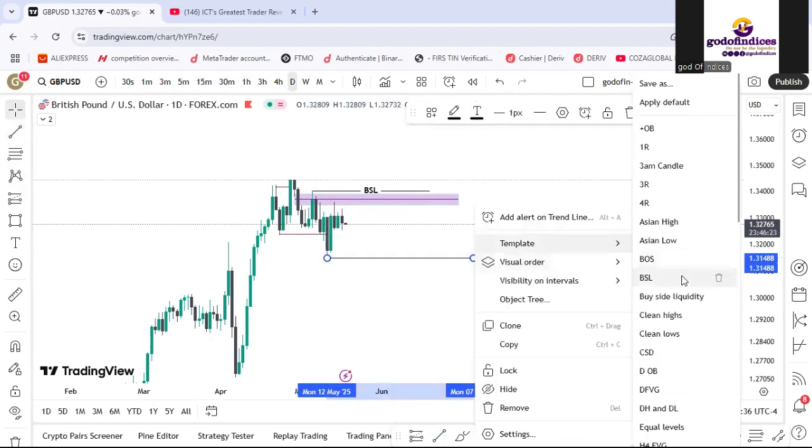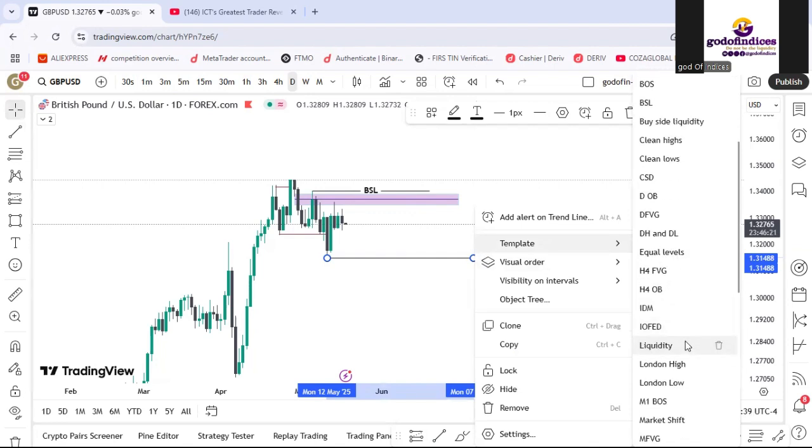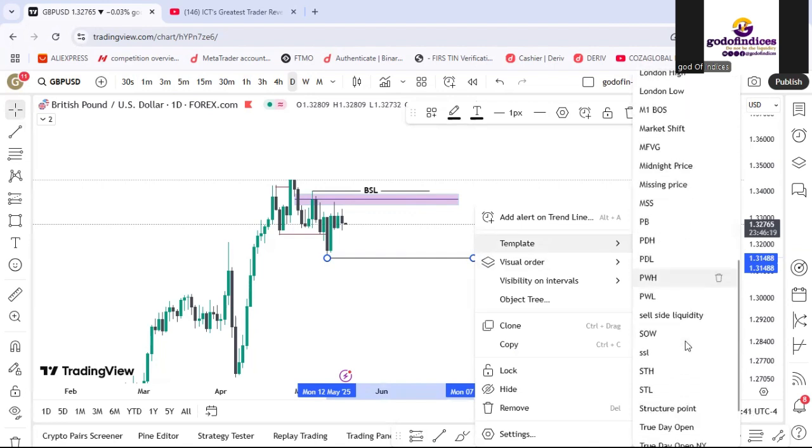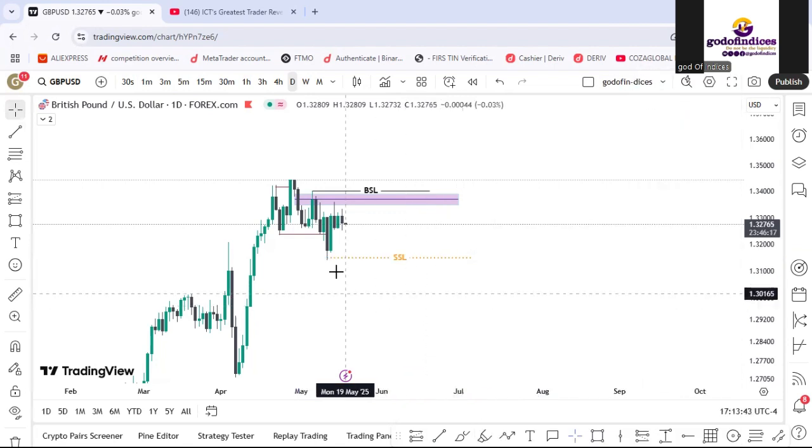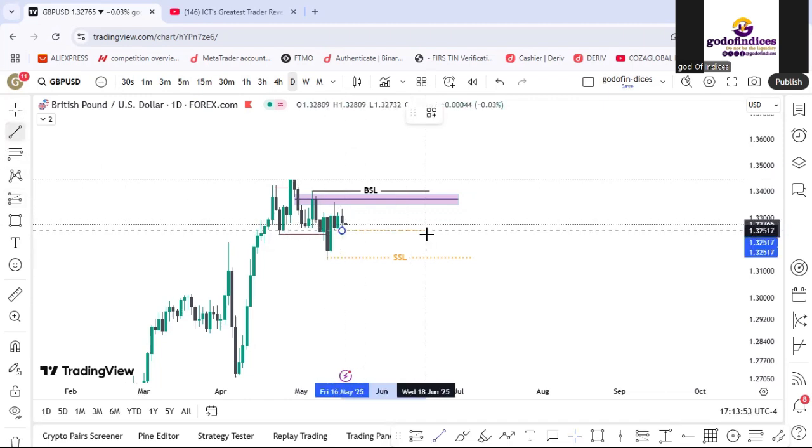This sell side, I'll be looking for price to run this sell side liquidity. Looking for price to run this, right? But the immediate one will be the previous day's low, right? This is the immediate one. This is immediate draw on liquidity, right?